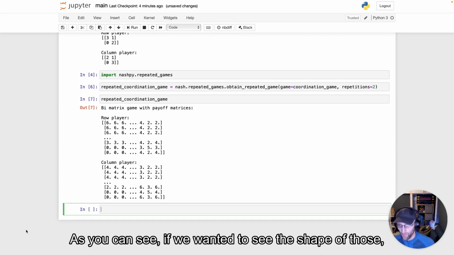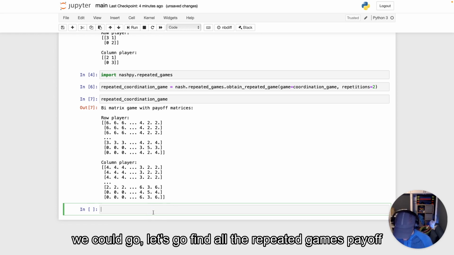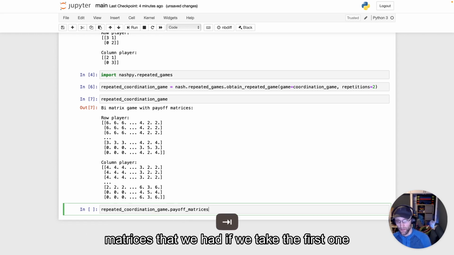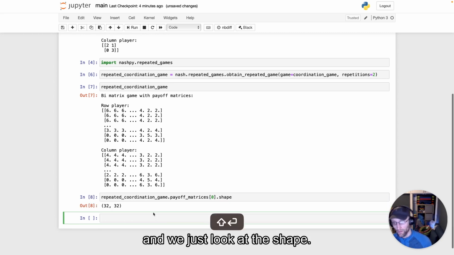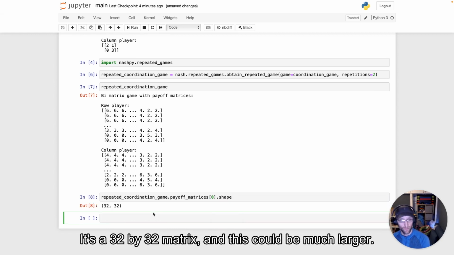As you can see, if we wanted to see the shape of those, let's go find all the repeated game payoff matrices that we had. If we take the first one and we just look at the shape, it's a 32 by 32 matrix, and this could be much larger.